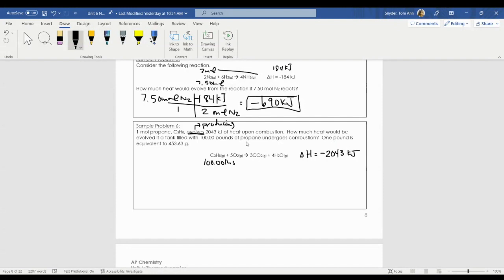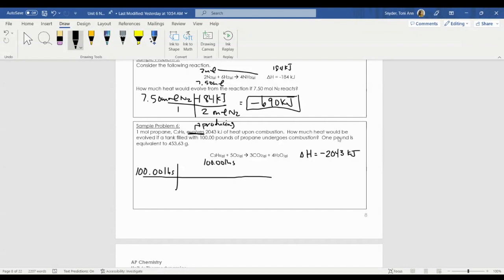And it says 1 pound is equivalent to that many grams. So I do have to do a little bit more stoichiometry here, but nothing we can't do. Let's start off with 100 pounds. It's a real life problem here because think about it. A lot of people might use propane to heat their homes. We use propane in our lab, right? So we have to consider, if we have propane tanks, how much heat are we going to get from those?